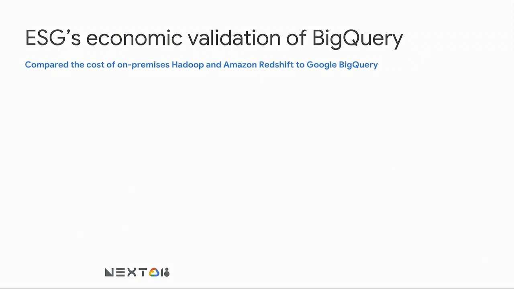Thanks, Sep. So as Sep mentioned, we conducted a 3-year TCO analysis, and we compared on-premises Hadoop and Amazon Redshift to Google BigQuery. And one of the things I want to call out, very important to call out, we looked at Amazon Redshift reserved instance pricing, and we compared it to BigQuery's on-demand pricing. And you're probably saying, well, wait a minute, that's not fair.